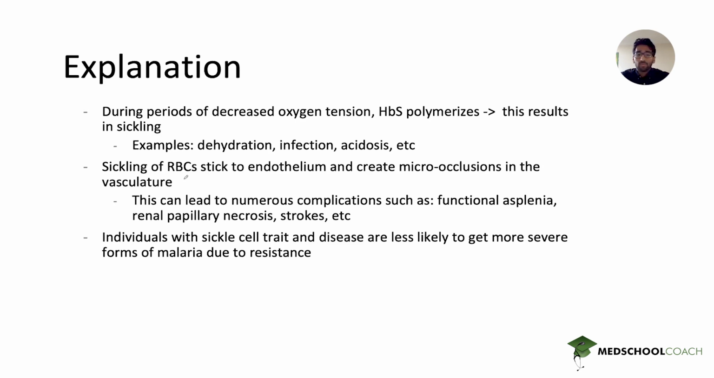And finally, like we mentioned before, as this patient immigrated from Sudan, that's something to keep in mind, as that's a high risk area or an endemic area for malaria. And so individuals with sickle cell trait and disease are less likely to get more severe forms of malaria due to resistance that they experience. The exact mechanism is unknown, but what's thought is that the sickle cells or the abnormally shaped red blood cells are actually protective from the malaria life cycle. And so our normal red blood cells are more likely to be affected, whereas sickle cells are less likely to get severe forms of malaria.